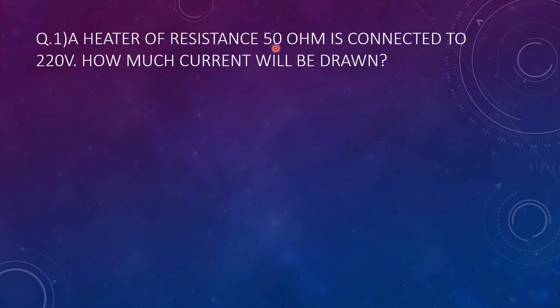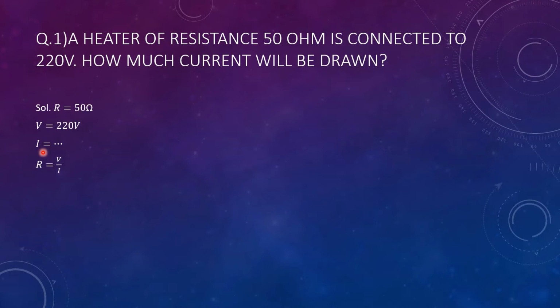What is given? The value of resistance R is given, the value of V is given, and the current I we have to find. First of all, we'll write all the given values and unknown values. 50 ohms is the value of resistance R, 220 volt is the potential difference V, and the amount of current we have to find.